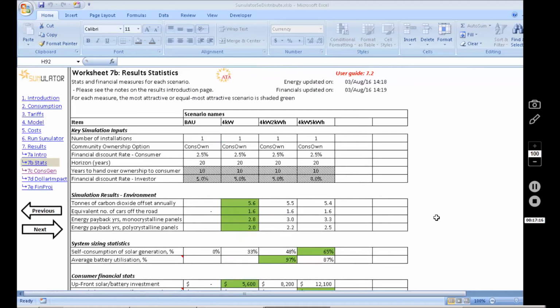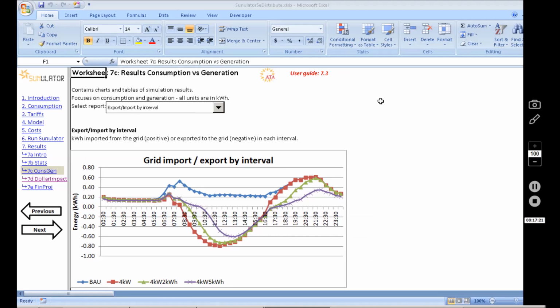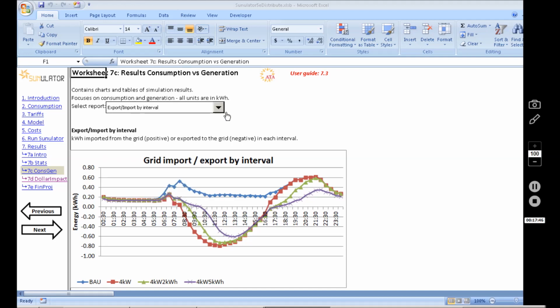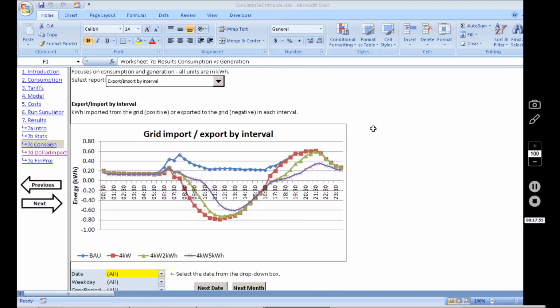So that's the statistics sheet. Now we'll click on next. This sheet is full of charts, and it's not looking at the dollars. We'll come to that on the next sheet. But this one's charts to help you understand what's happening with your energy consumption. And you can choose which report from a big list in the drop-down box here. The first 4 are all charts showing you what's happening over a day, half hour by half hour. So this is export and import to or from the grid.